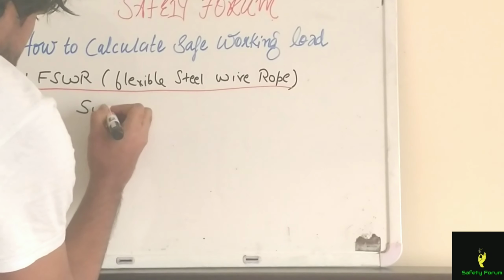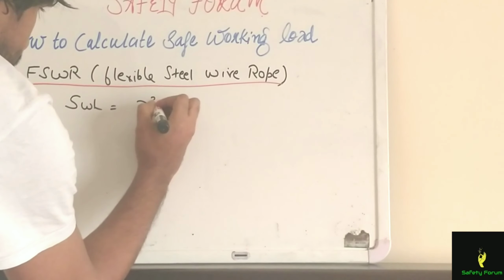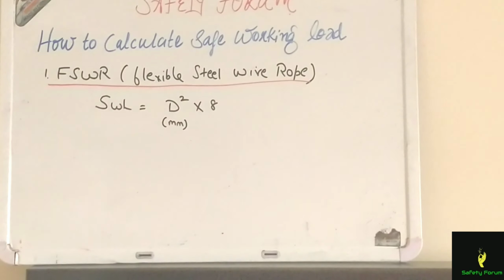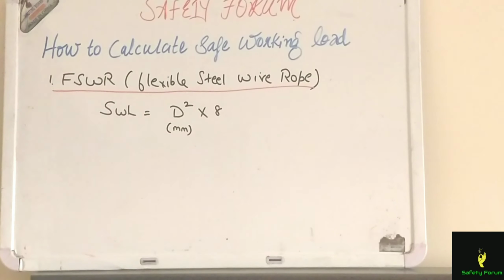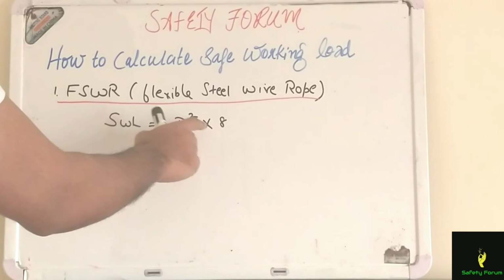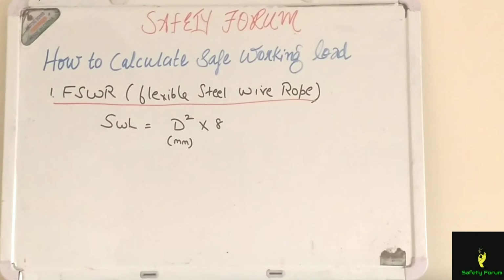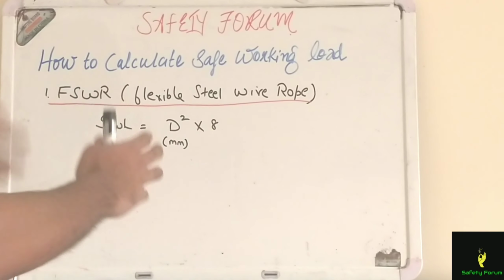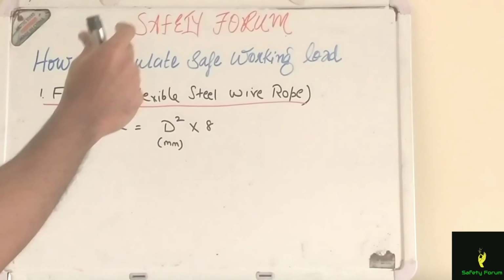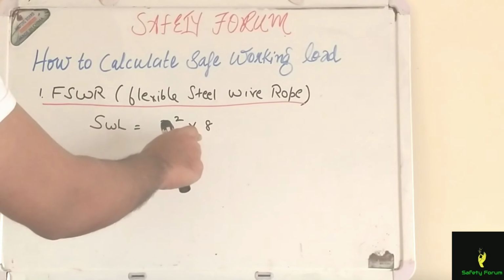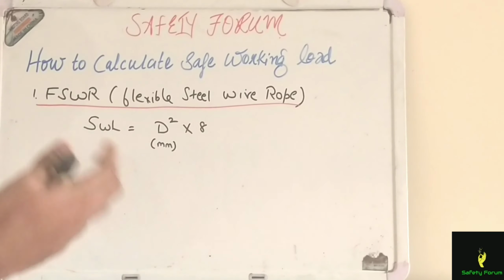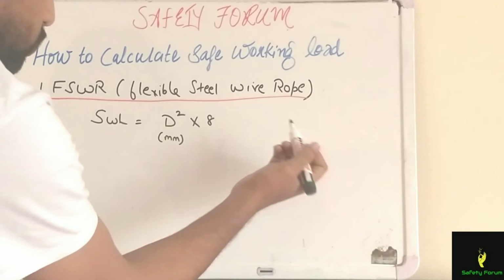So friends, the formula is safe working load is equal to D square into 8, where D is the diameter of the wire rope which you are using, and it will be used in the unit mm. Suppose you have the units available in inch from the manufacturer, then you have to convert it into mm. This is the formula commonly used for the FSWR, flexible steel wire rope. You have to use D square, the diameter of the cable, and D square into 8. We will also try to see it with an example.